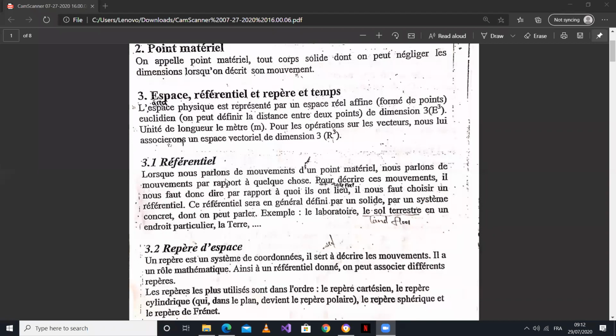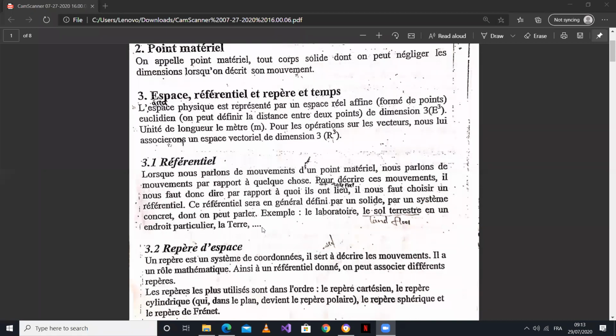So now they are telling us here in the diapo that lorsque nous parlons de mouvement d'un point matériel, nous parlons de mouvement par rapport à quelque chose. Pour décrire ces mouvements, il nous faut donc dire par rapport à quoi ils ont lieu. Il nous faut choisir un référentiel. Ce référentiel sera en général défini par un solide, par un système concret dont on peut parler. Exemple, les laboratoires, le sol terrestre ou un endroit particulier, ou bien la Terre.